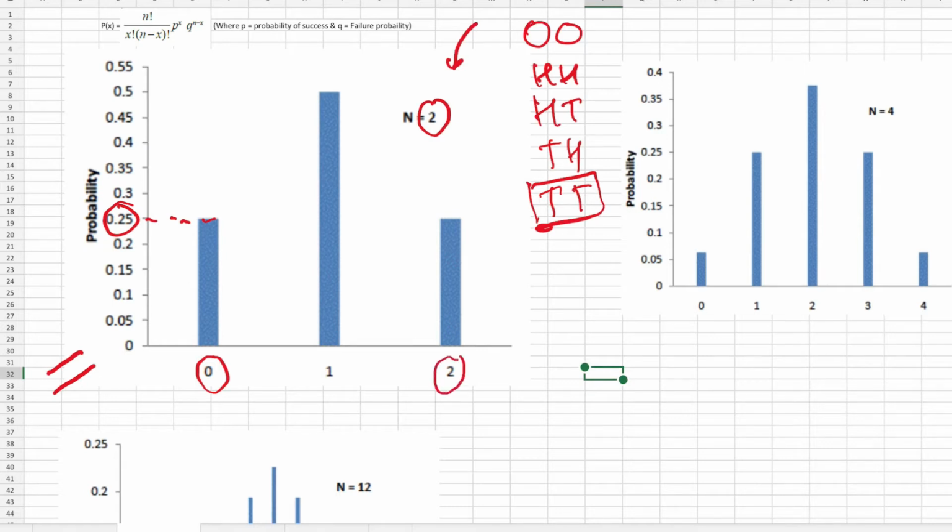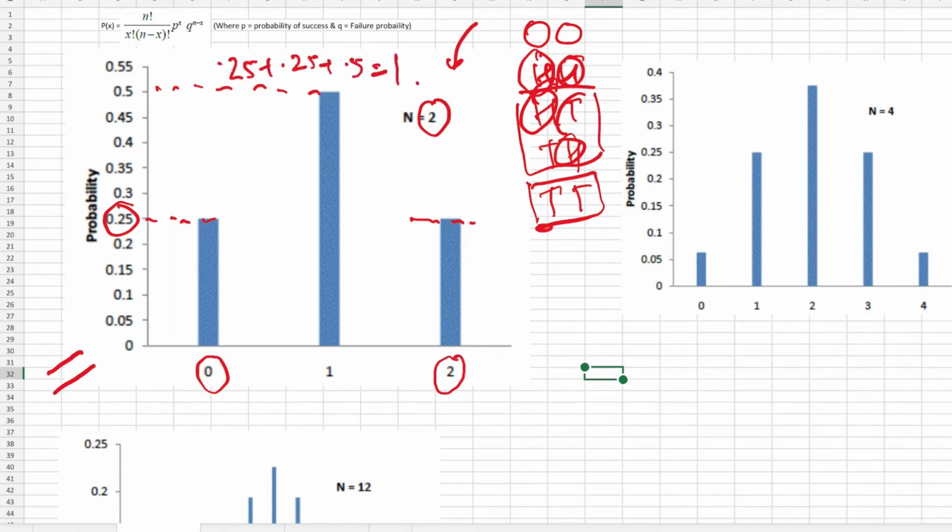In the same way, the probability of getting 2, meaning both outcomes are heads, the success, is again 0.25. And the maximum probability in this experiment would be getting at least one success item, which is head. In these two outcomes we will get at least one head, and the probability of it is about 0.5. If we add this probability 0.25 plus 0.25 plus 0.5, finally we will get 1. Alright, this is one thing.